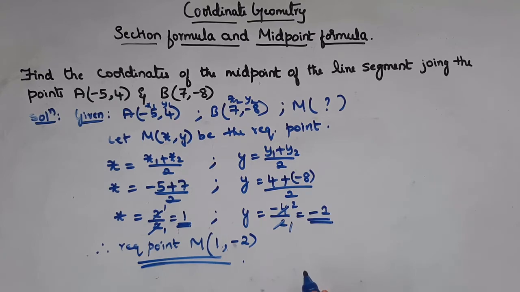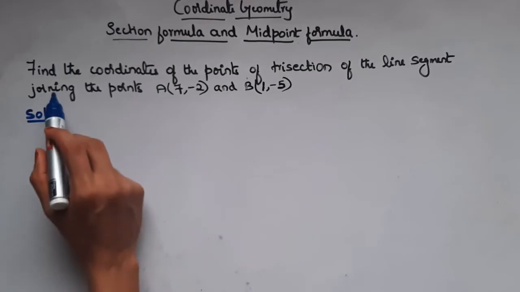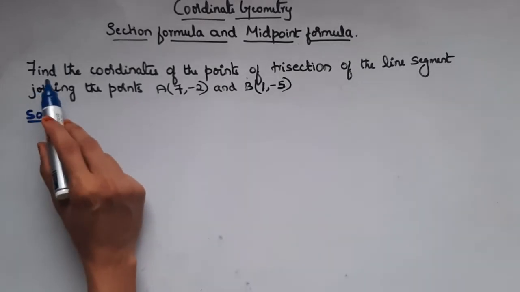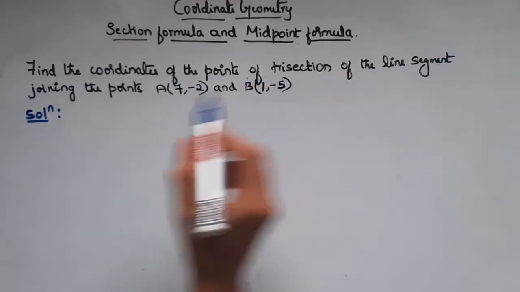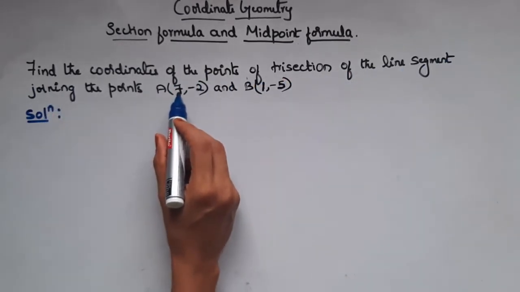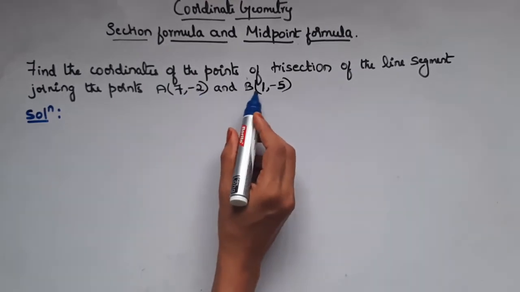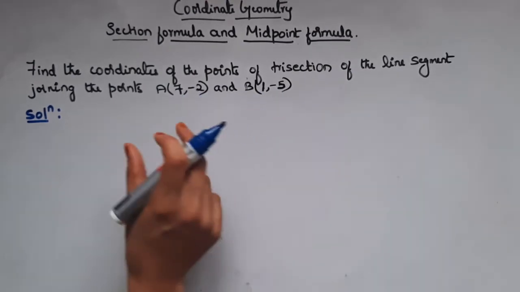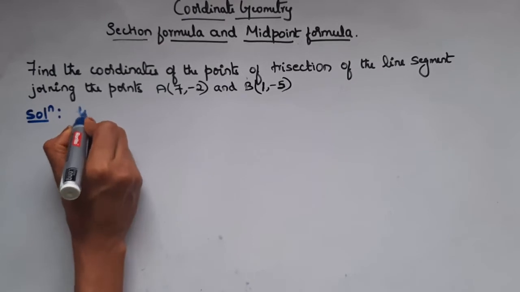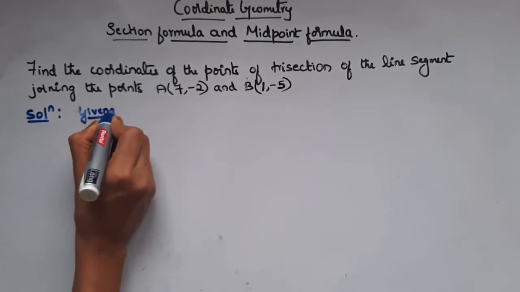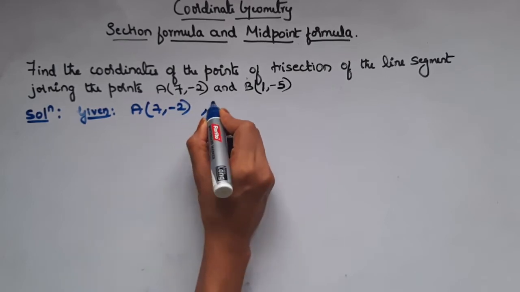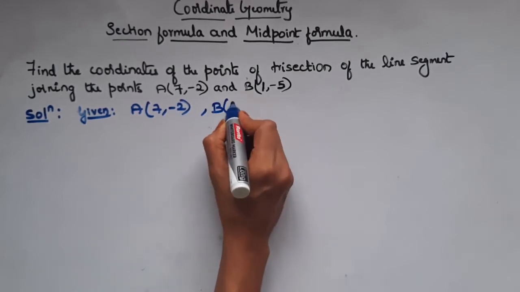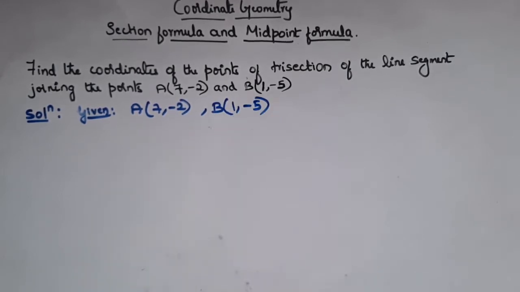Now let's see one more example. Now let's move on to this problem. Here it says, find the coordinates of the points of trisection of the line segment joining the points A of 7, minus 2 and B of 1, minus 5. First let's write what is given. So here given is A of 7, minus 2 and the coordinates of B is 1, minus 5, right?